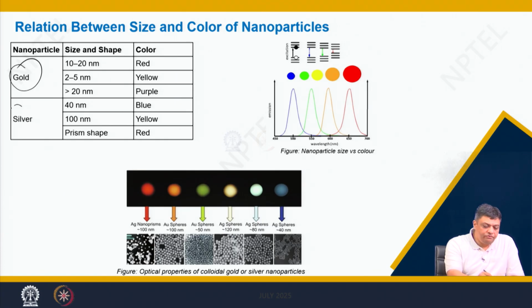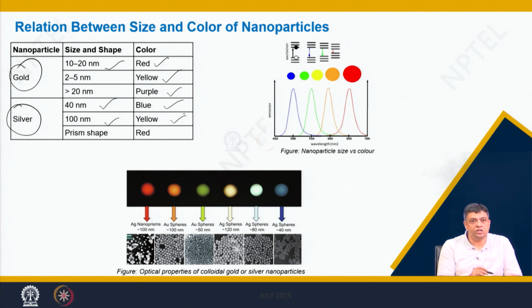What we saw in the first two slides, that if you are having gold nanoparticles in the range of 10 to 20 nanometers, let us say spherical particles, then you have red, 2 to 5 nanometers you have yellow, and more than 20 nanometers then a purple color coming out. In comparison, if you take silver nanoparticles, 40 nanometer particles blue emission, 100 nanometer particles yellow emission, prism shaped particles giving us red emission.